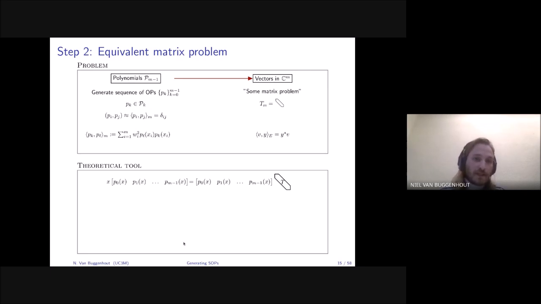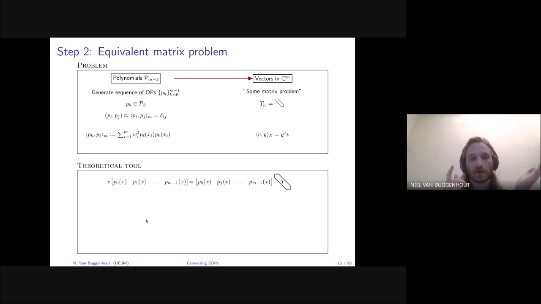Okay, and so if we go in detail on how to reformulate the polynomial problem into a matrix problem, well, that's what we do right here. On the left, we have the polynomial problem: generate a sequence of orthogonal polynomials. We're going to generate it not for the continuous inner product, but for the discretized inner product. We compute a discretization of this continuous inner product that is exact for all polynomials up to degree m minus 1.